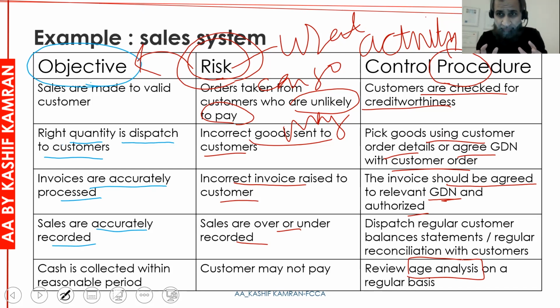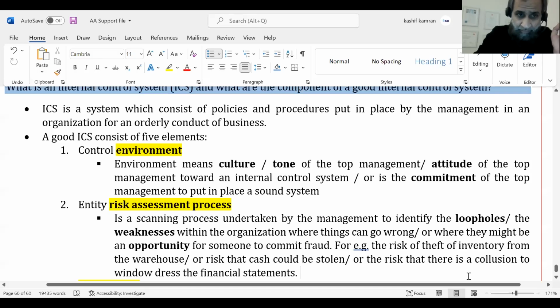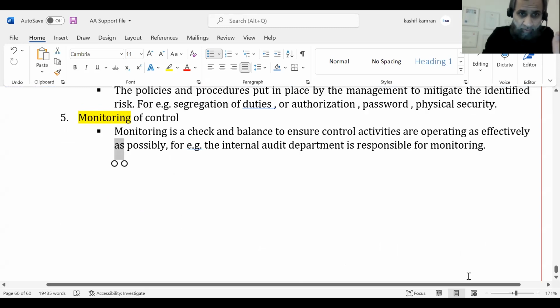When you read the books, every system has an objective, which is the purpose of that system, what you want to ensure from that system. Then with every objective, there is a risk. What can go wrong in sales? And what sort of activities you should have in place as an organization to mitigate the risk of what may go wrong in sales.